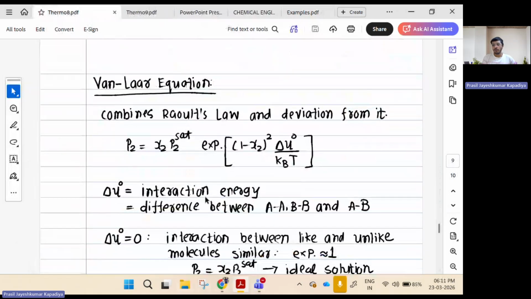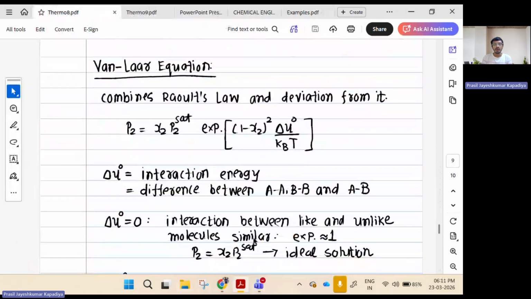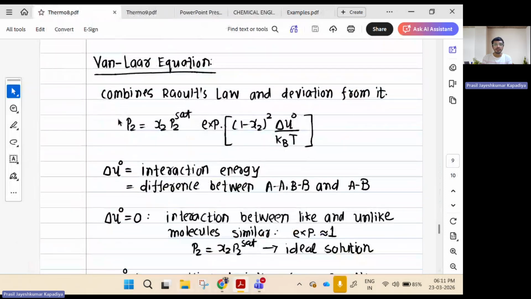Okay. Now, how can we deal with this non-ideality, positive or negative deviation from Raoult's law? The equation was proposed by Laar. That equation is P2 is equal to x2 into P2 sat times exponent of (1 minus x2) whole square delta U naught by kBT, where delta U naught is our interaction energy, that is the difference between AA, BB, and AB. So when I am dealing with an ideal solution, delta U naught is going to be equal to 0. So interactions between like and unlike molecules will be similar. In this case this exponent term is 0, so exponent of 0 is 1, and we will be left with our Raoult's law, that is P2 is equal to x2 into P2 sat.